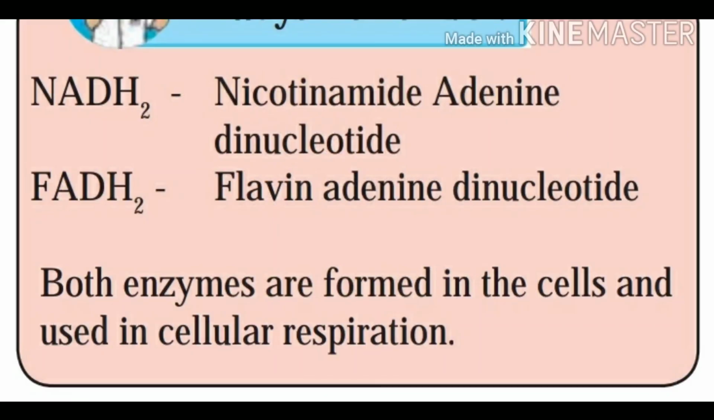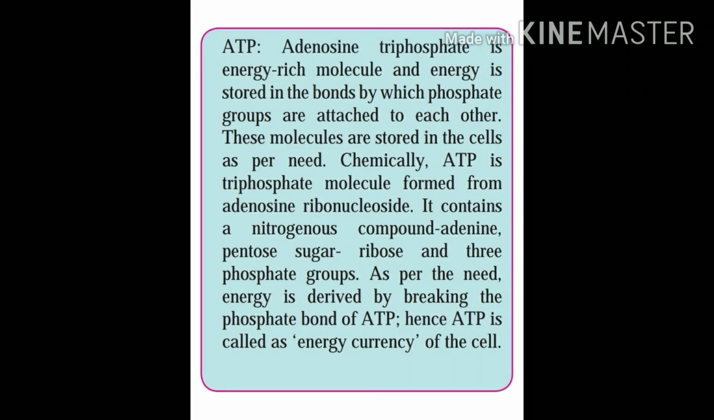Students, 2 types of enzymes are formed in the process of aerobic respiration, that is NADH2 and FADH2. NADH2 means nicotinamide adenine dinucleotide and FADH2 means flavin adenine dinucleotide. Both enzymes are formed in the cells and used in the cellular respiration. In this process, energy is formed in the form of ATP.